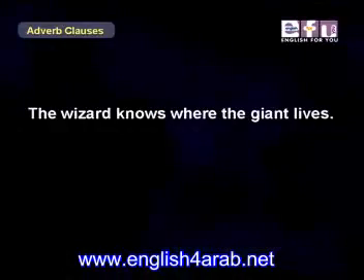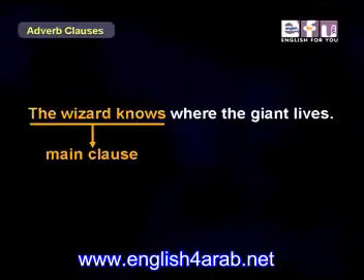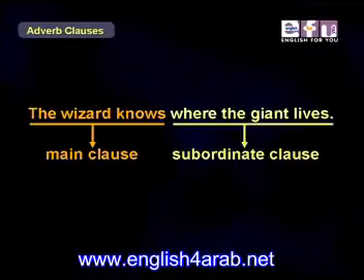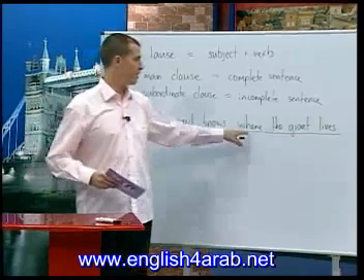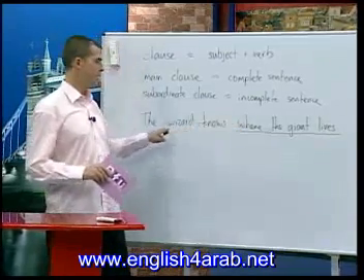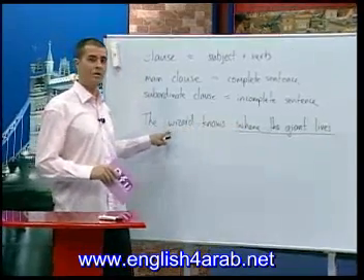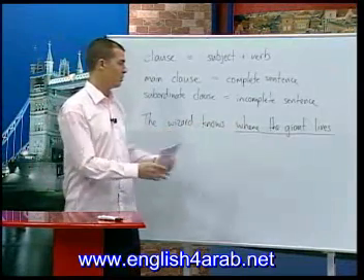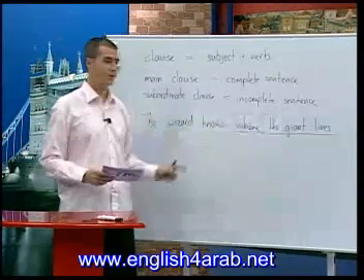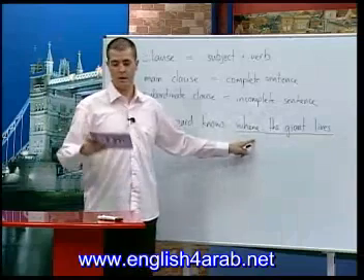Now for example, let's have a look at these sentences. The wizard knows where the giant lives. So in this sentence, the wizard knows is the main clause. It could be a sentence all by itself. Where the giant lives is our subordinate clause. It's not a complete sentence. This clause needs this clause, but this clause could be a sentence without this clause. So that's the main clause, that's a subordinate clause.